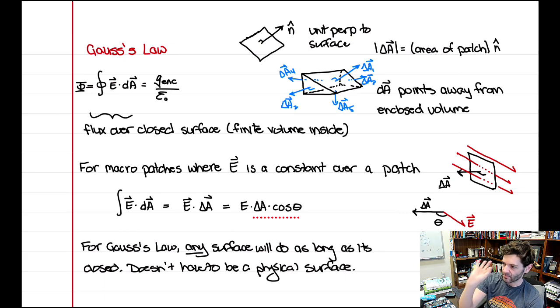So if a problem tells you some angle that the electric field is making with the surface, you have to be careful. You need to make sure that you are calculating the angle between the area vector and the electric field.